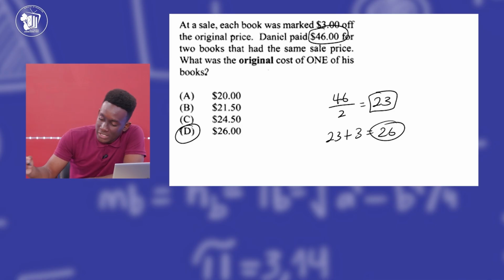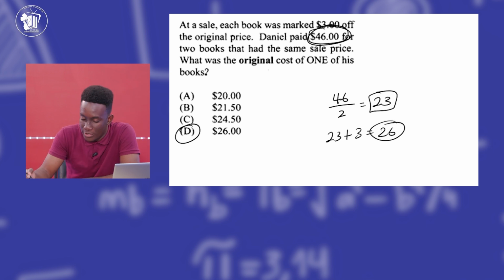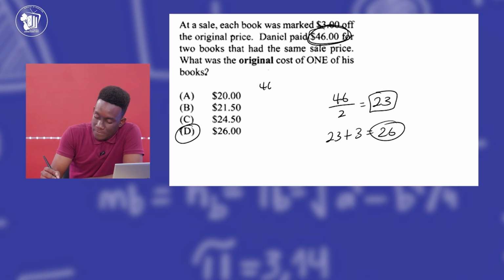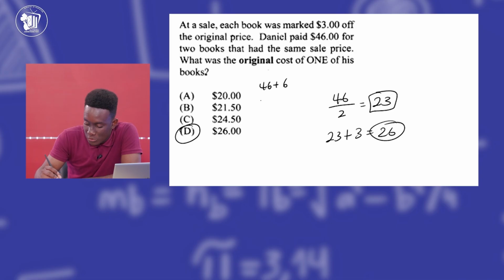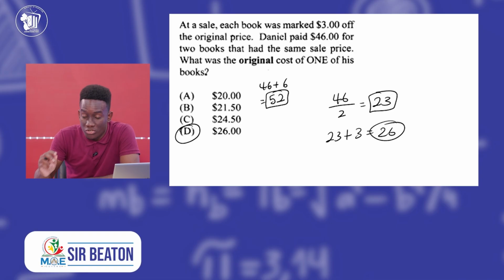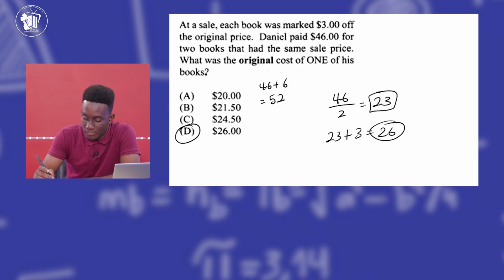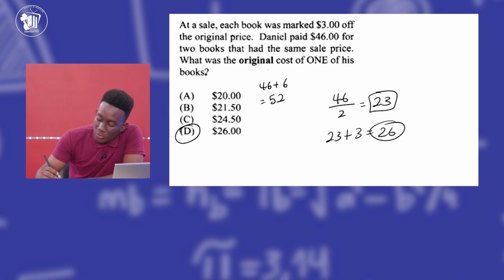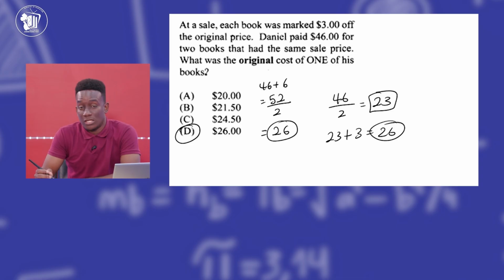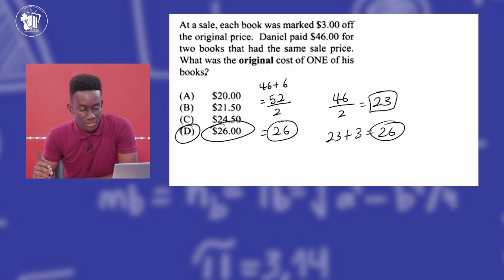Another way to look at it, we can say Daniel paid $46 for the 2 books. So to get the original cost for the 2 books, it will be 46 plus, since one book was marked off $3, 2 books will be marked off $6. So this would be 46 plus 6 would be 52. So 52 would be the original cost for 2 books. And of course, to get the original cost for one book, we just divide this 52 by 2, which will give us $26. So this is another way to look at it, why your answer is $26.